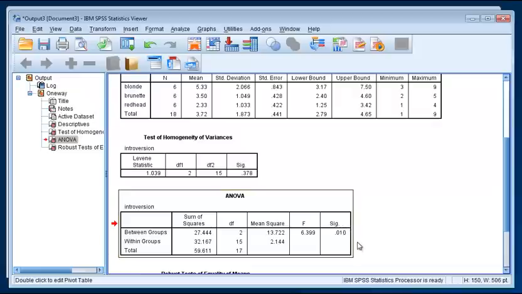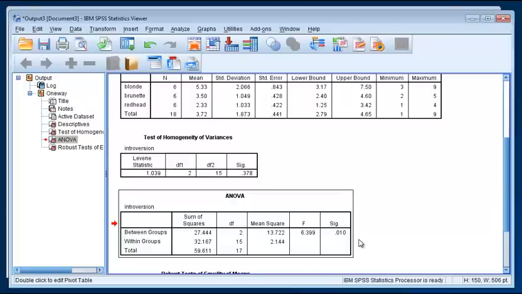So we're free to look at the ANOVA itself. We have a significance of... 6.39 is our F value, and the p value is 0.01, so it's significant at 0.05 as well as 0.01. And this means that we can go ahead and move forward with our planned contrasts.